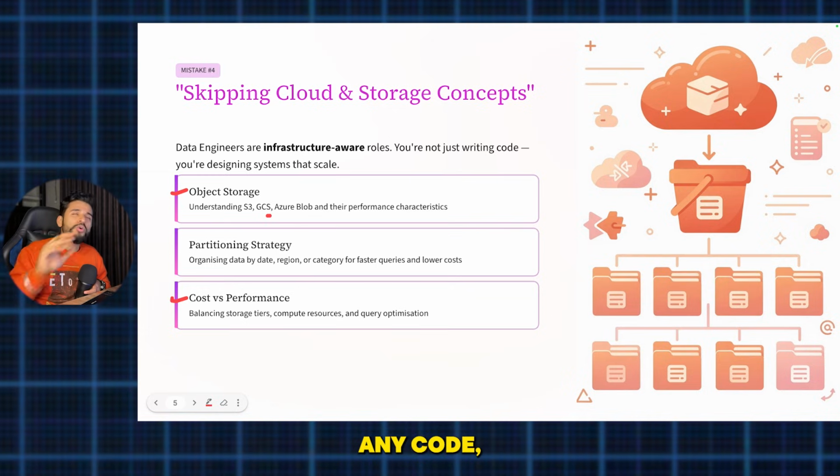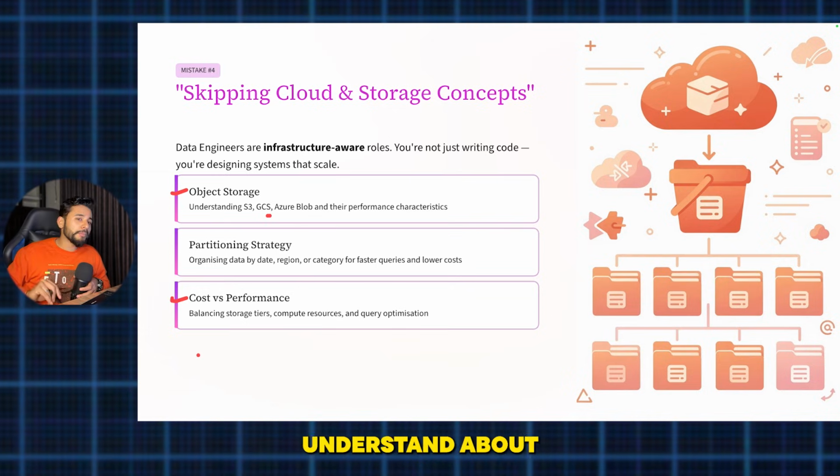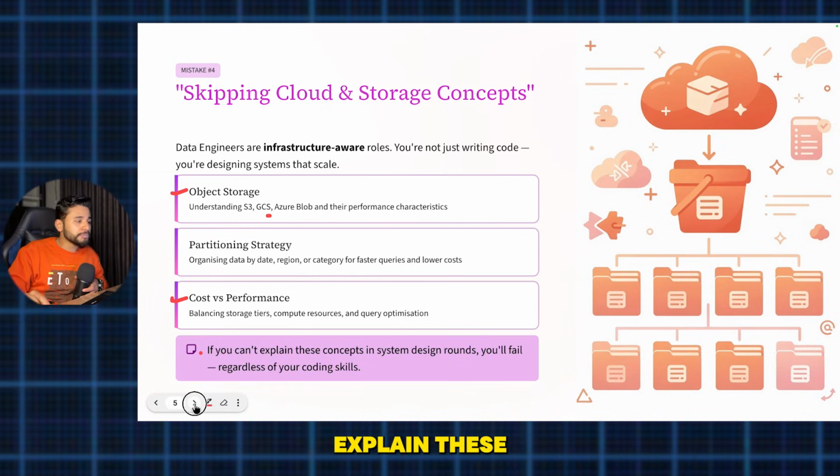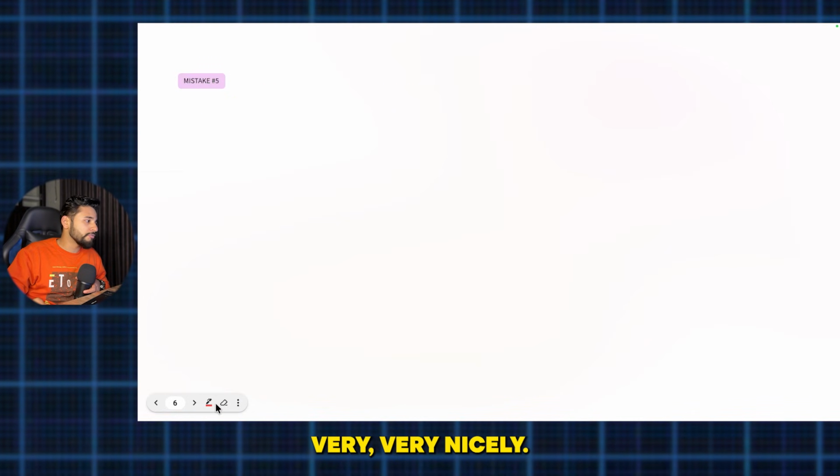If you're writing any code, if you're writing a notebook and any PySpark code, you need to understand what the impact will be, what the speed of my code will be, what cost it will take, and if it takes a very long time, how to optimize it. All those understandings are very, very important. If you can't explain these concepts in system design, you will fail in so many interviews. Definitely you need to understand those things very nicely.